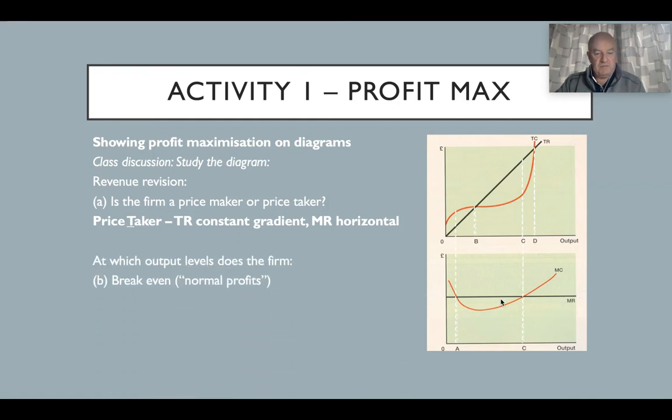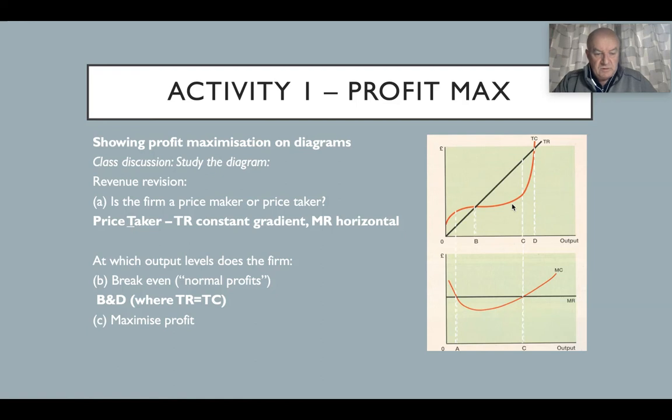At which output levels does the firm break even then? What point would be normal profit? Well, in this case, it would be either B or D. So this point B or D, and that's the point at which total revenue equals total cost. So we can see at this point, total revenue and total cost are the same, and they are actually the same at this point here too, okay?